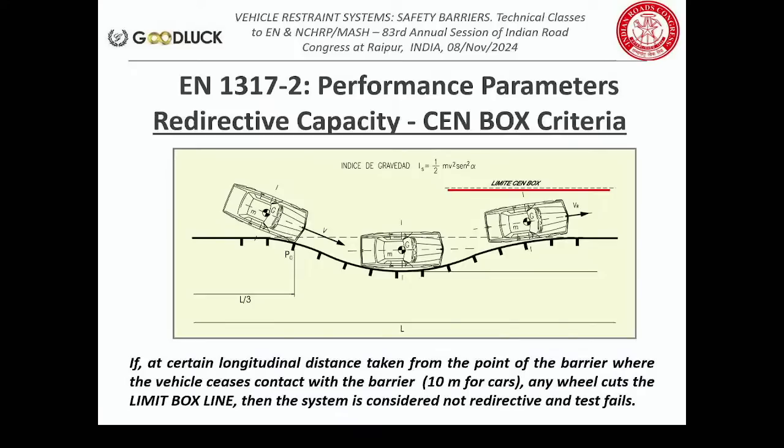So when the vehicle comes under the crash test with the safety barrier, as you can see on the presentation, there's a red line. It should redirect itself towards the flow of the traffic. It should not redirect itself to the oncoming traffic.